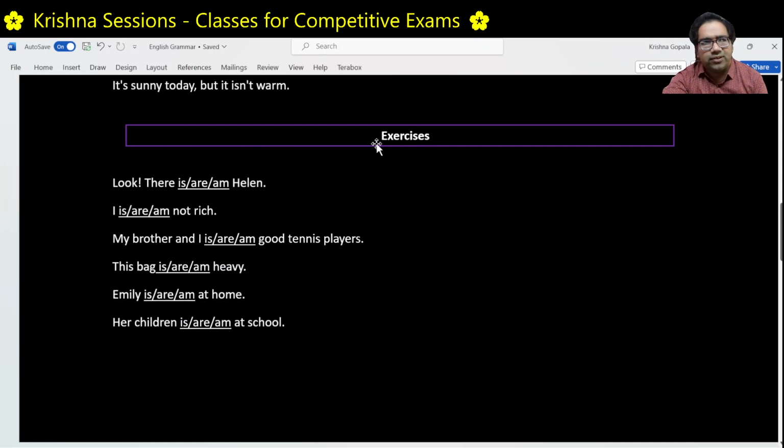Right, let's look at some examples now. Some exercises. We have looked at some examples. Let's look at some practice exercises. Look, there, Helen, is or am? Which one will it be? There is Helen. There means she is Helen. This is equal to she is Helen. Right? There is Helen. It is not am. I am not rich. I and am. Is or are is wrong.